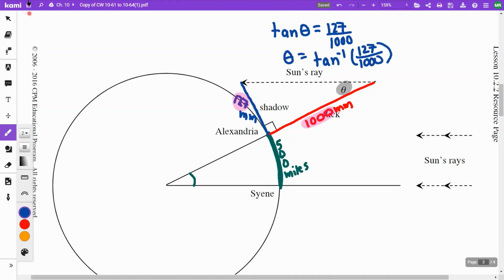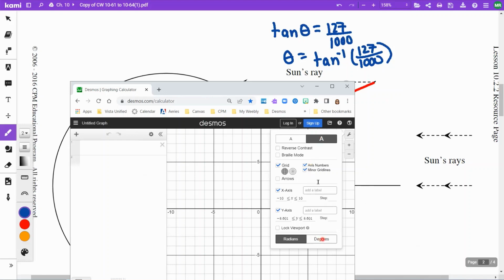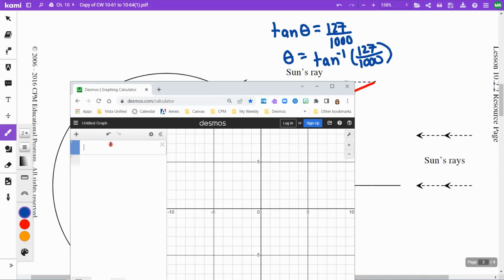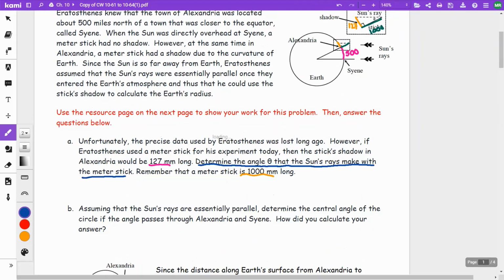I'll put that into my calculator. Let me get Desmos up. When I'm doing that on Desmos, I do want to change it to degrees under the wrench. Then I'm going to do tan inverse of 127 divided by 1,000. When I put that into my calculator, I get 7.2378. Let me just jot that down. So this is going to be 7.238 degrees. That's the first question they want. So for A, the answer is 7.238 degrees.